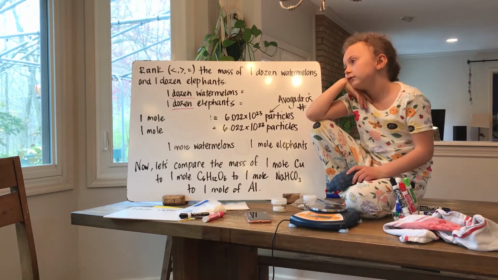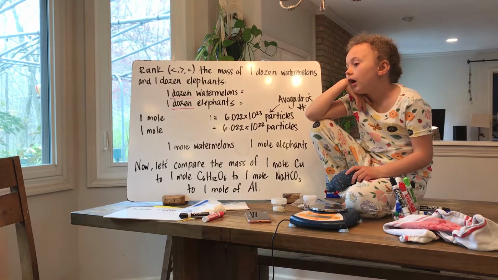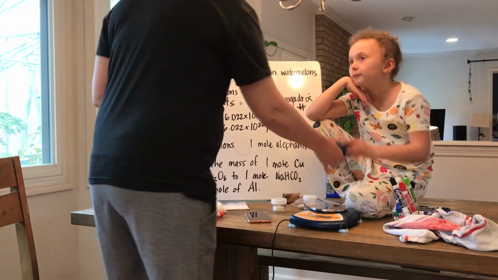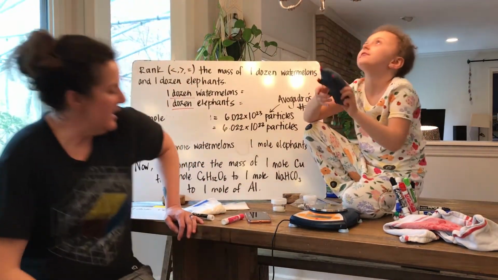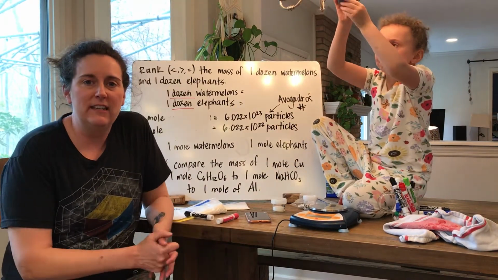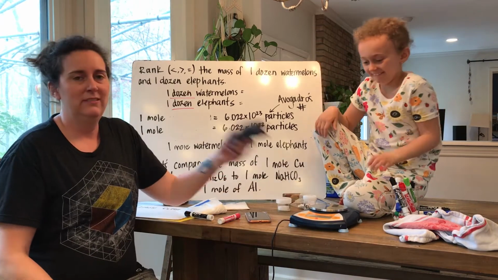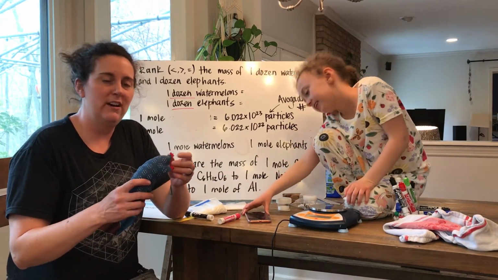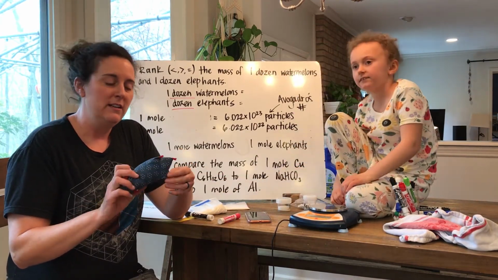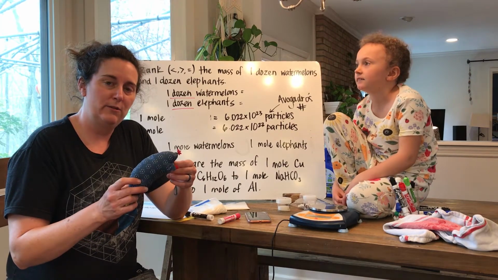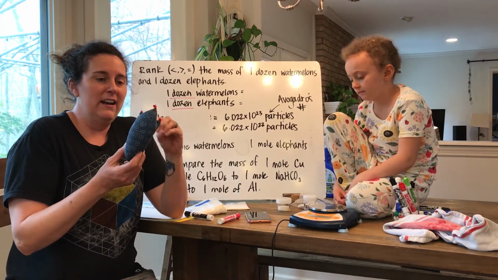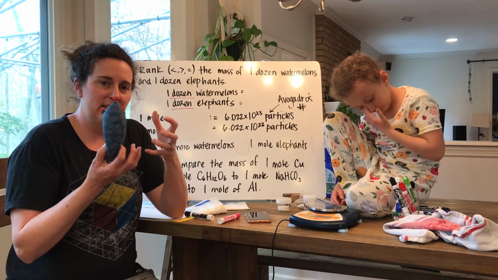In the last video, Livy and I introduced the concept of a mole. The mole represents a counting number in chemistry, and 1 mole is equal to the equivalent of 6.022 times 10 to the 23rd particles. So there are a lot of particles packed into this number.